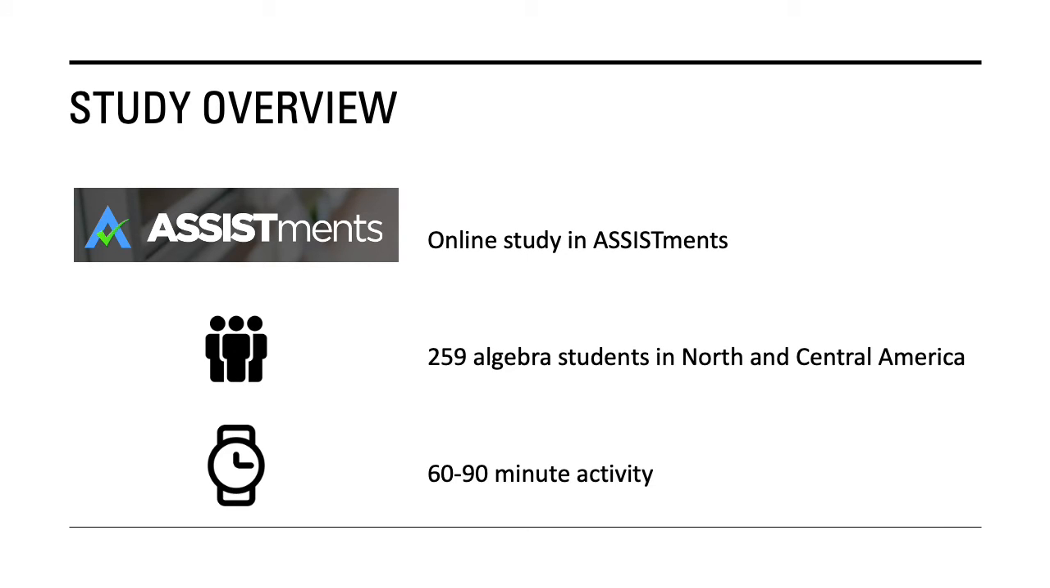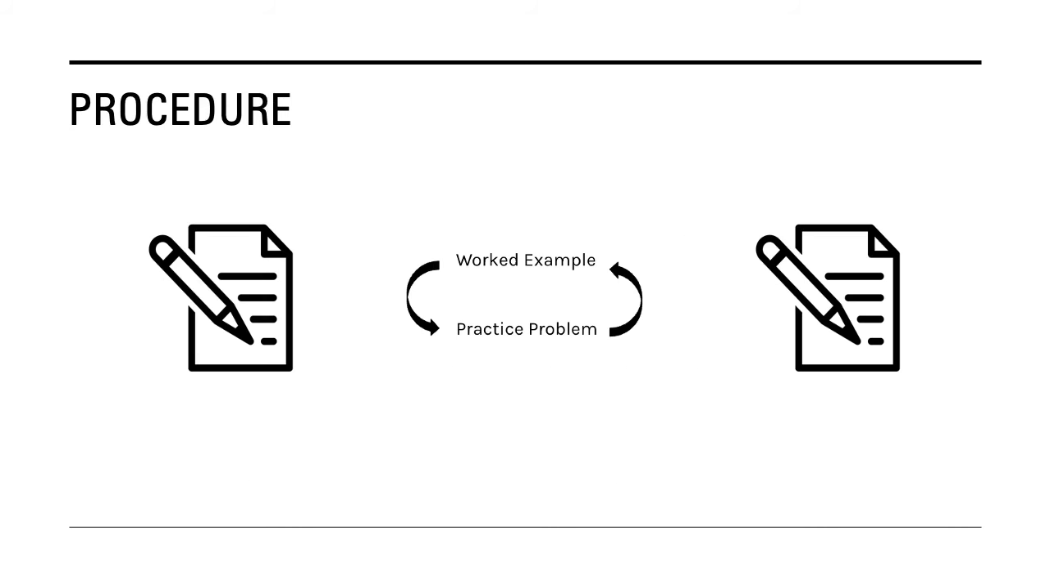We built an online randomized controlled trial and assessments and online homework platform. A total of 259 students finished the problem set and were included in analyses. The study was designed to be one 60 to 90-minute activity. As students opened the online problem set, they were randomly assigned within assessments to one of our 6 conditions that varied how worked examples were presented. Aside from the worked examples, all participants followed the same procedure.